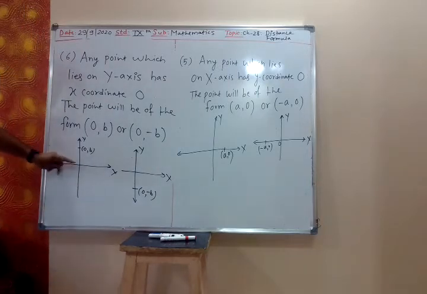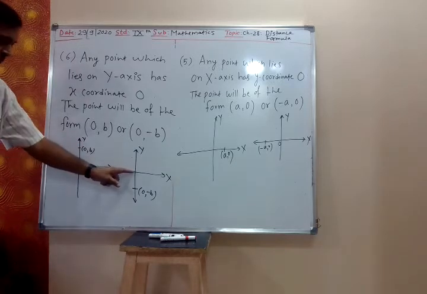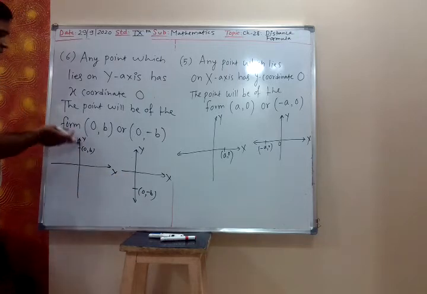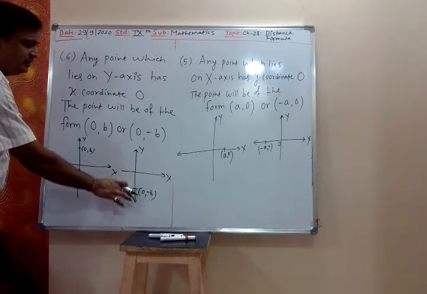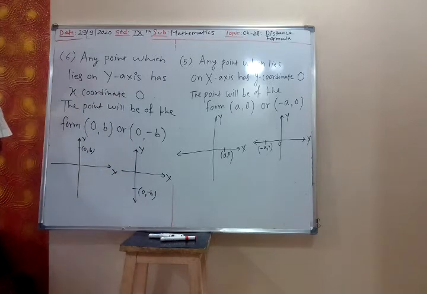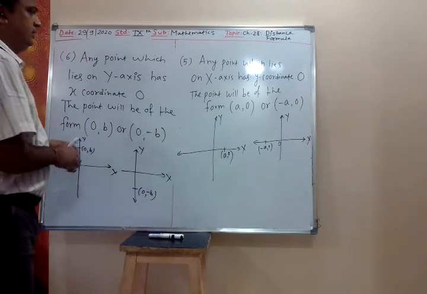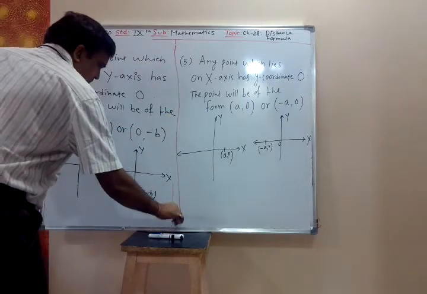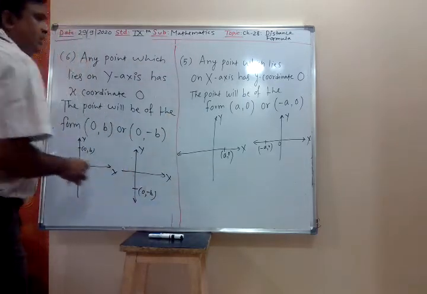Above the x-axis y is positive, and below the x-axis y is negative. So these 5th and 6th points are the important points of this coordinate geometry.